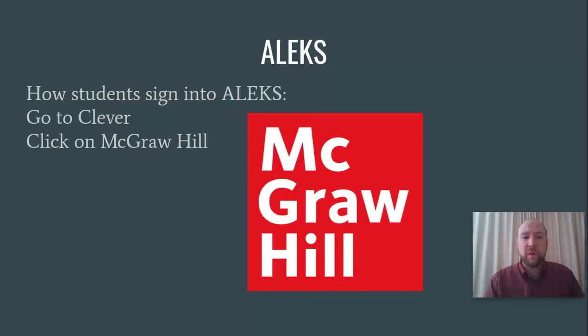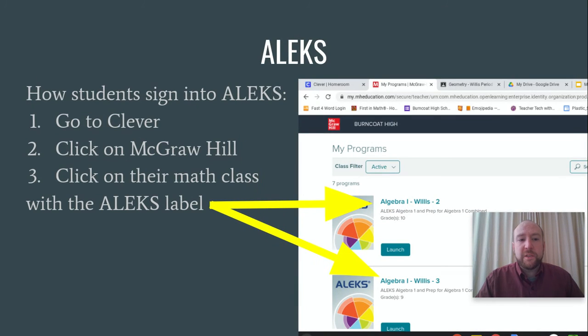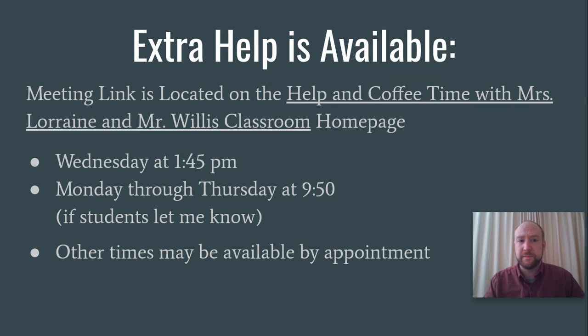So once they've clicked on McGraw-Hill, it's going to come up with a number of different classes. They need to make sure that at the top it says Burncoat High School. If it doesn't say Burncoat High, they may be trying to access classes from prior schools, from middle school or a different high school if they're coming in. They're going to click on the math class with the Alex label next to it. So they can either click on the title of the class, or they can click on the launch button, and that will actually get them up and running.